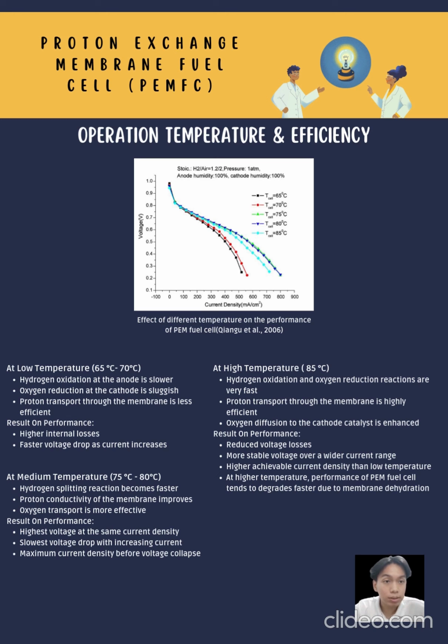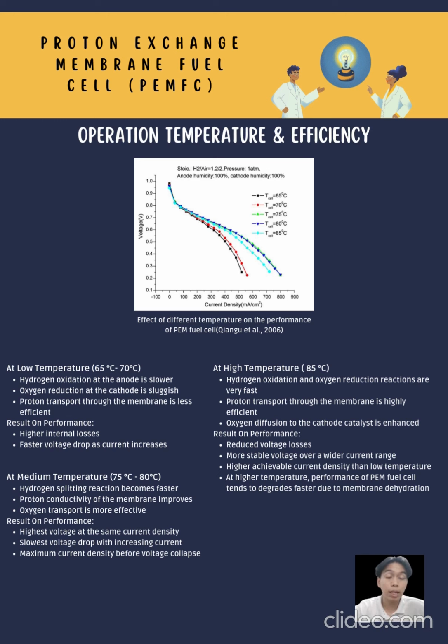Now, at medium temperature, 75 to 80 Celsius, represented by the dark blue and green lines, what happens is that the hydrogen splitting reaction becomes faster, proton conductivity of the membrane improves, and oxygen transport is more effective. Hence, the result on performance is the highest voltage at the same current density, the slowest voltage drop with increasing current, and maximum current density before voltage collapse.